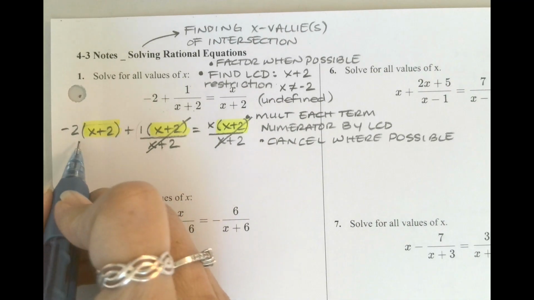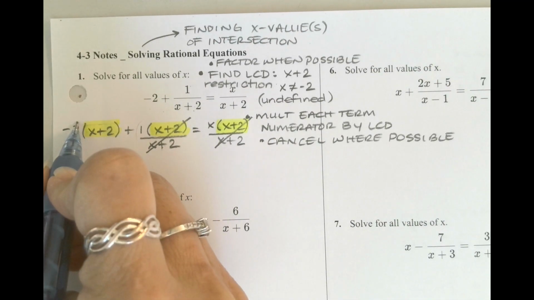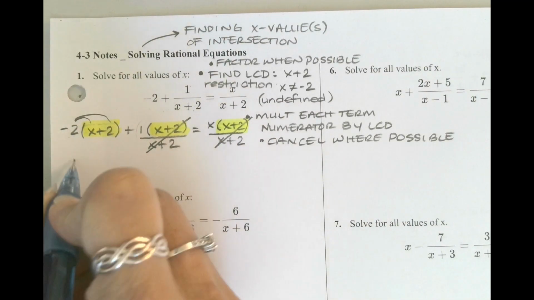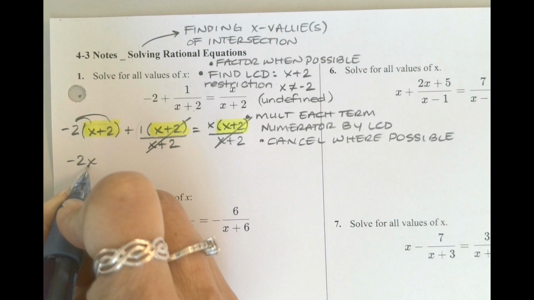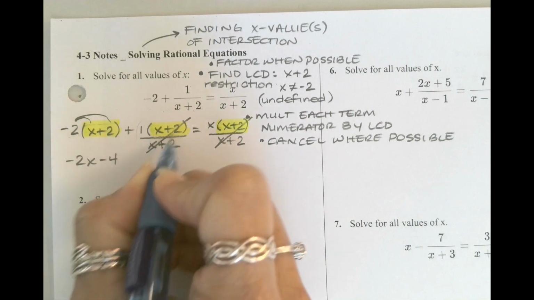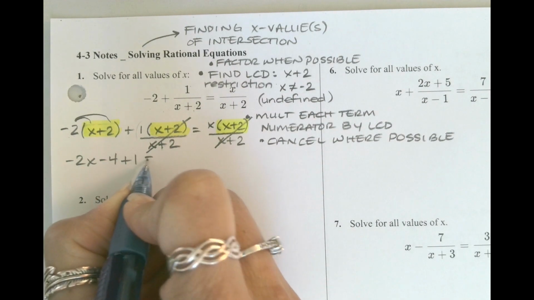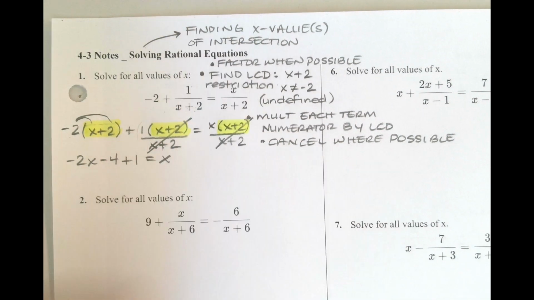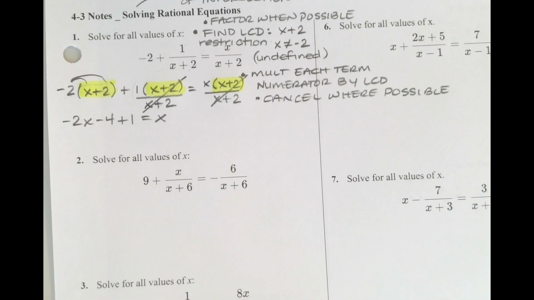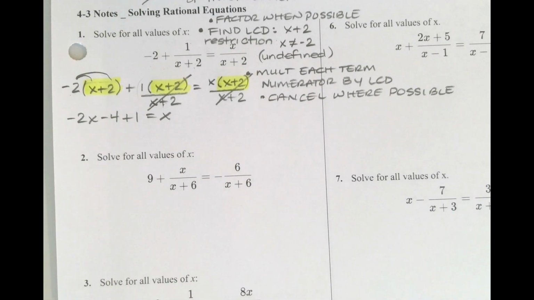So watch what happens. If I distribute here, which is what is left over, I'm left with -2x minus 4. Here, only the plus 1 was left, equals, on this side, only the x was left. So now you have a straightforward linear equation. There are no fractions. All I need you to do is solve for x.